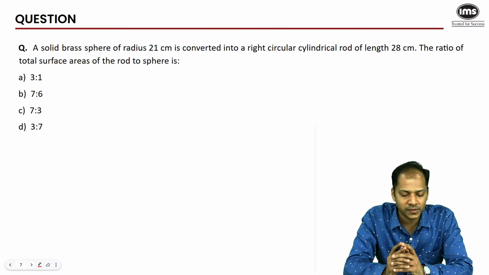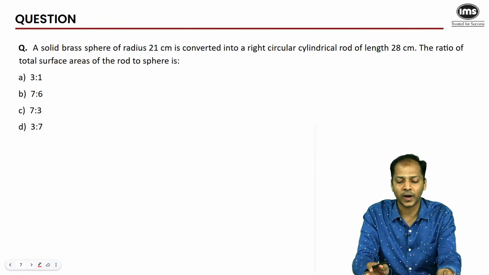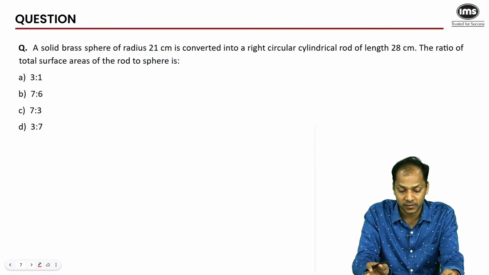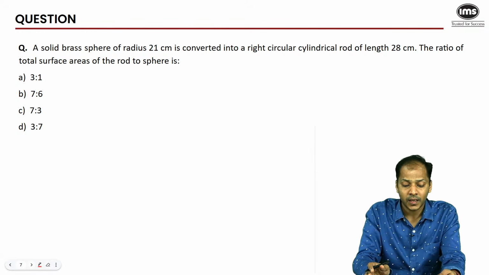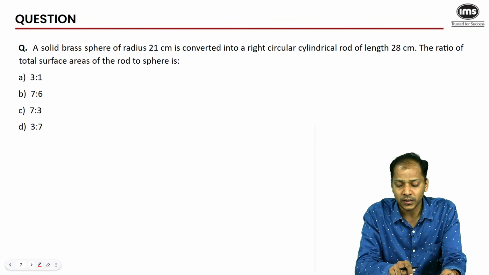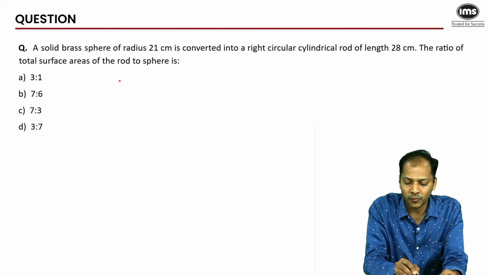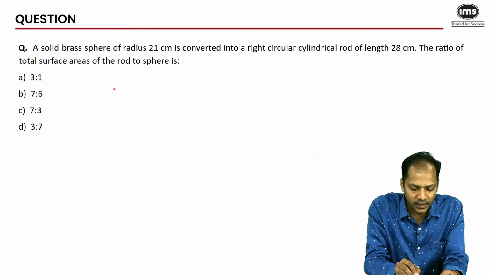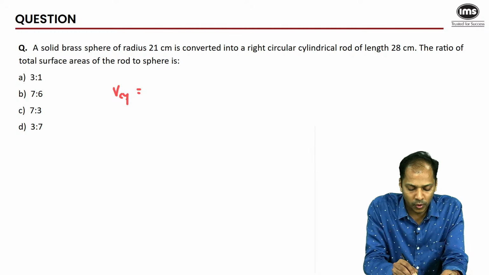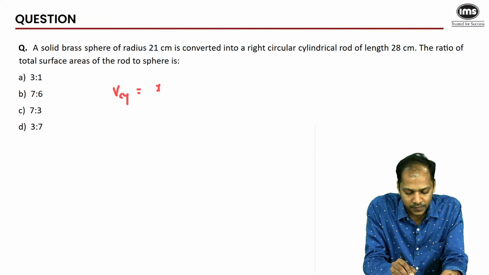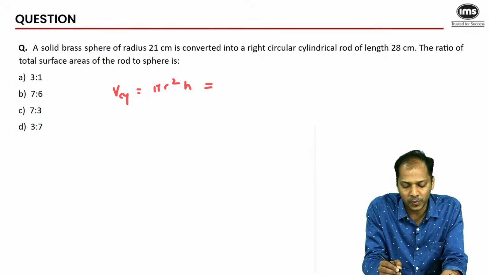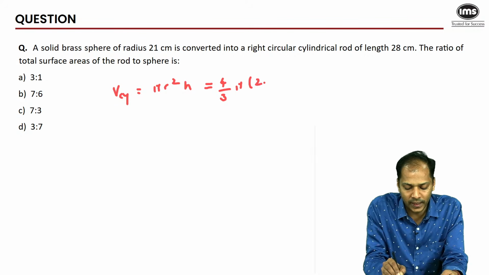A solid brass sphere of radius 21 centimeter is converted into a right circular cylindrical rod of length 28 centimeters. The ratio of the total surface area, right? Now you have a solid brass sphere of radius 21, so the volume would remain the same. So therefore the volume of the cylinder is pi r square h, and that would be equal to 4 by 3 pi into 21 cube, right?